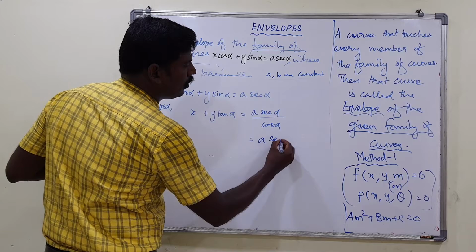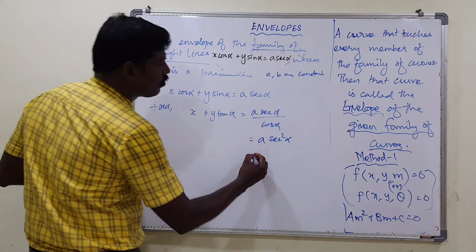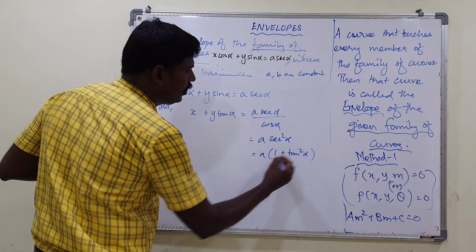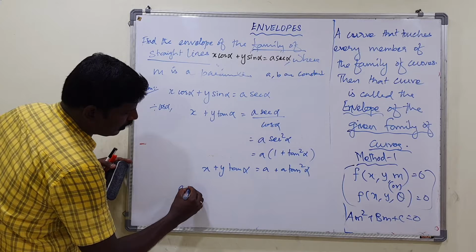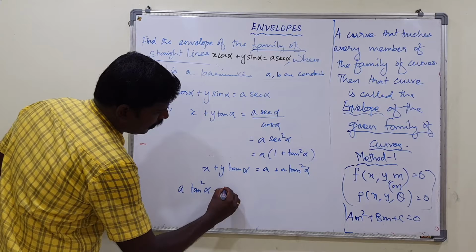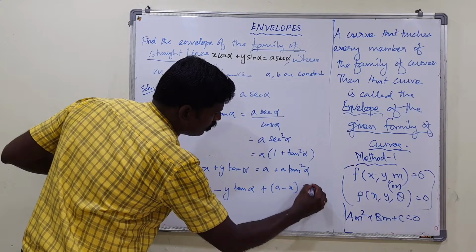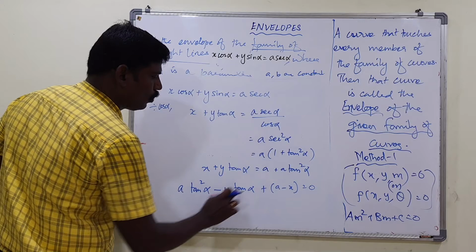Right? What is secant square alpha? It is 1 plus tan square alpha. Multiplying this a inside the bracket, a plus a tan square alpha. So x plus y into tan alpha equals that. Now rearrange this equation as a quadratic equation in tan alpha. So a tan square alpha minus y into tan alpha plus a minus x equal to 0, isn't it? I keep a tan square alpha, take these two terms to the right hand side, minus y tan alpha, and x goes to the right hand side as minus x, so a minus x equal to 0.